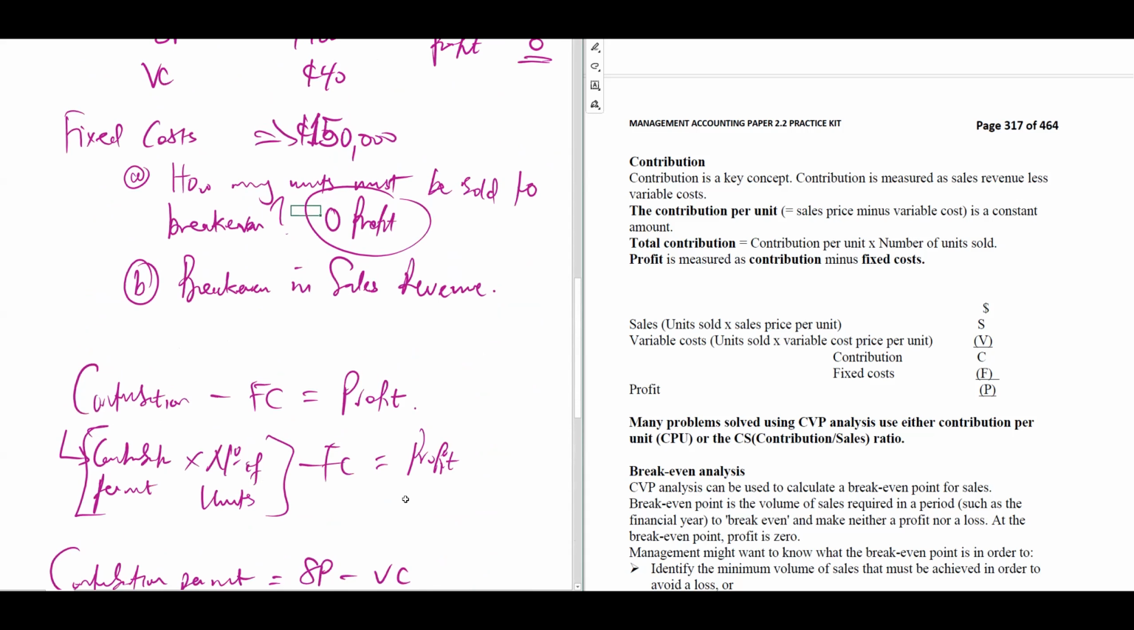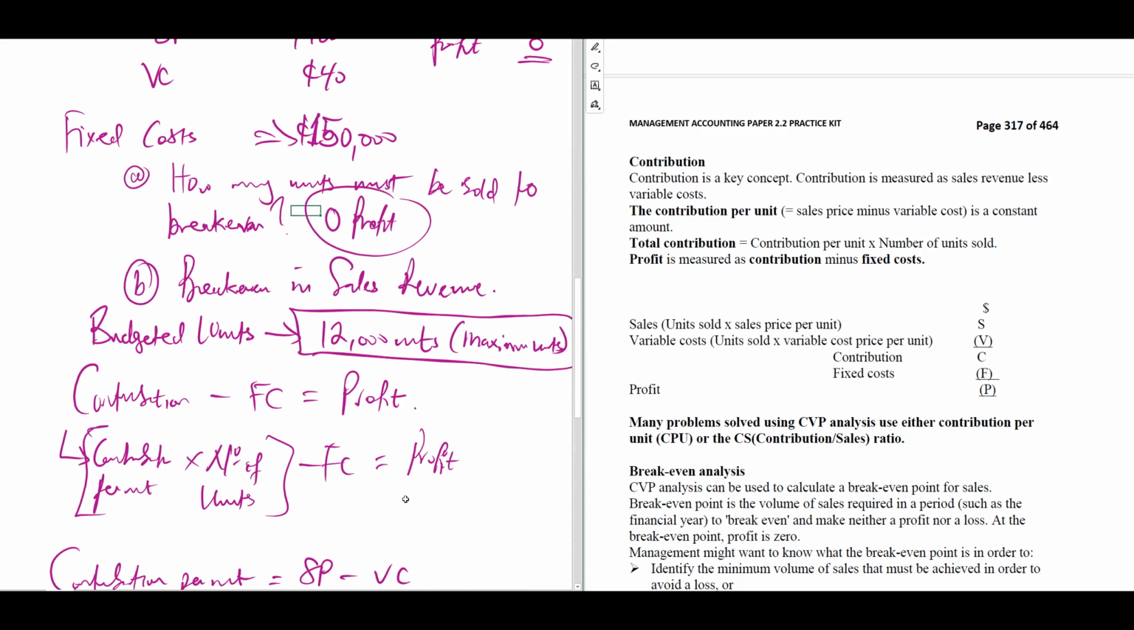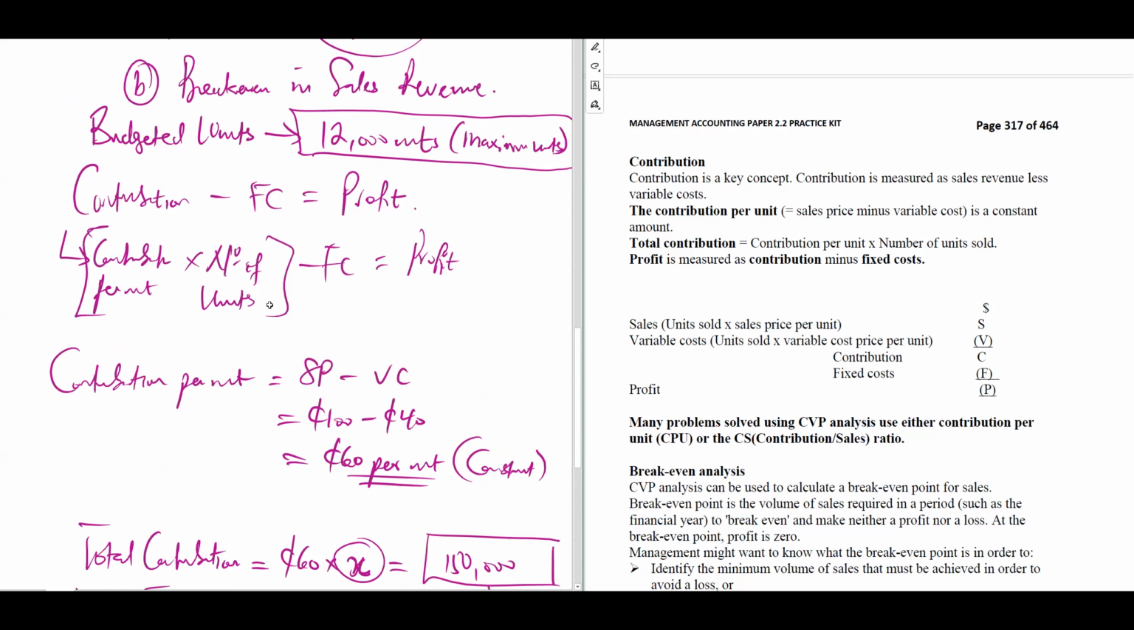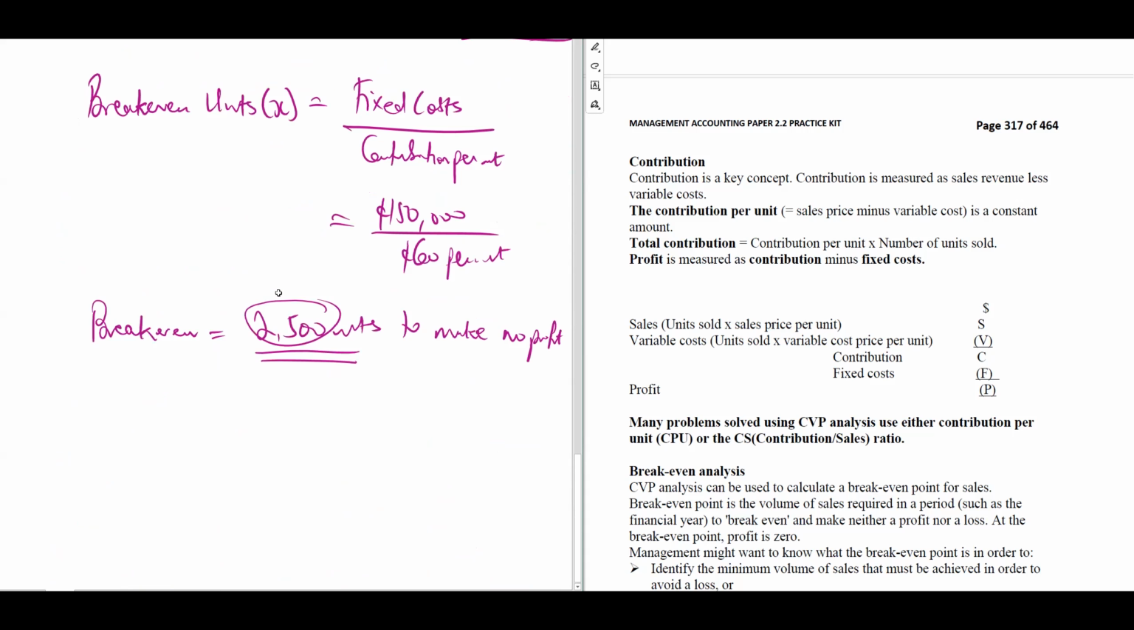So let me just include something, that the company has a budget, okay? So budgeted units for this company. This company has budgeted units of, let's say, 12,000 units, okay? It means that this is the maximum number of units this company can produce to make maximum profits, okay? So this is how you do break even.